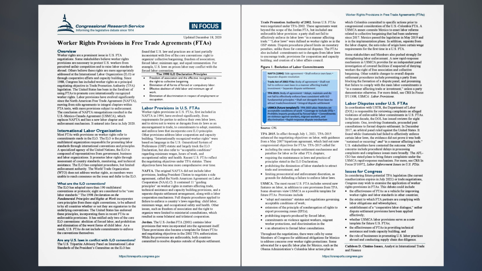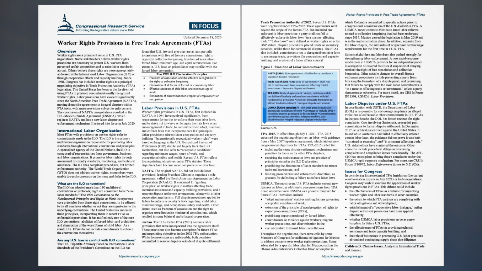International Labor Organization. Most FTAs with provisions on worker rights refer to commitments made in the ILO. The ILO is the primary multilateral organization responsible for promoting labor standards through international conventions and principles. A specialized agency of the United Nations, the ILO is composed of representatives from government, business and labor organizations. It promotes labor rights through assessment of country standards, monitoring, and technical assistance. The ILO has complaint procedures, but limited enforcement authority. The World Trade Organization (WTO) does not address worker rights, as members were unable to reach consensus on the issue and defer to the ILO.